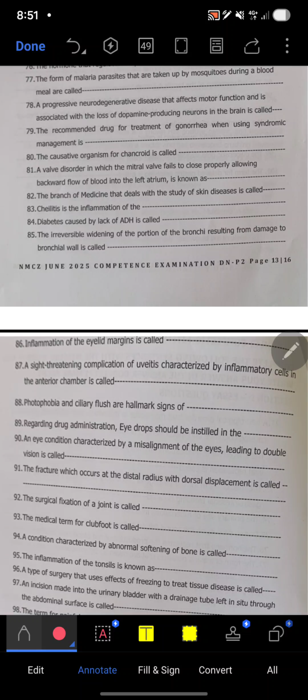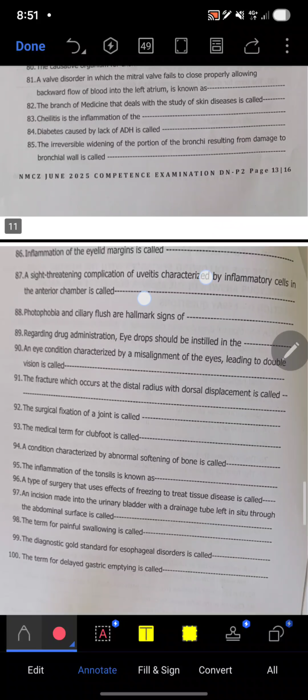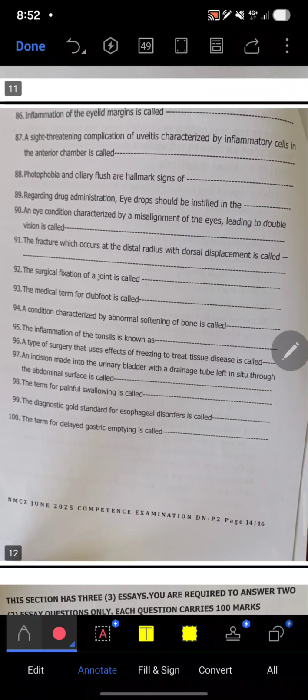84. Diabetes caused by lack of antidiuretic hormone is called, the answer is diabetes insipidus. 85. The irreversible widening of the portion of the bronchi resulting from damage to the bronchial wall is called, the answer is bronchiectasis. 86. Inflammation of the eyelid margin is called, the answer is blepharitis.